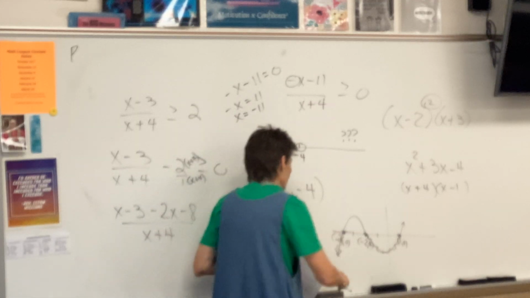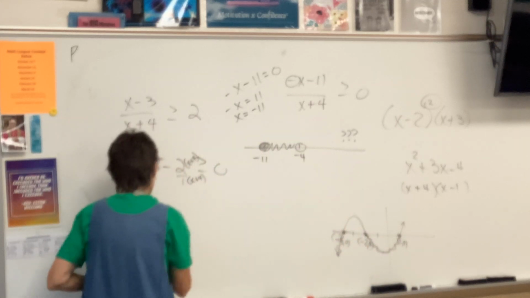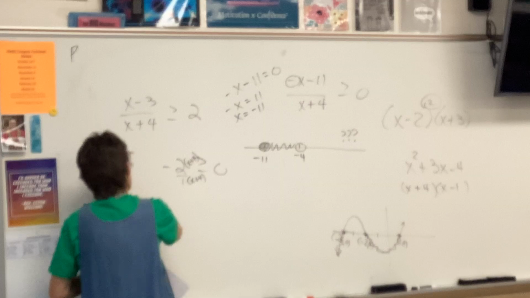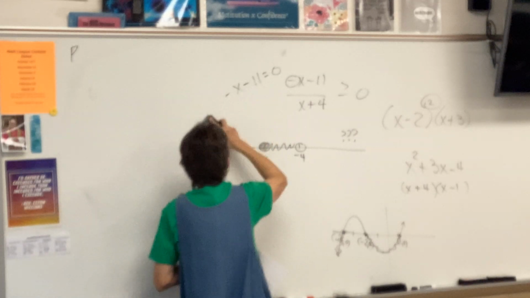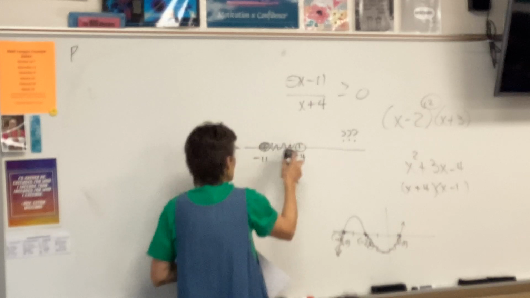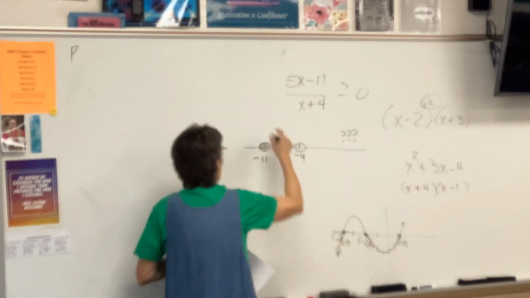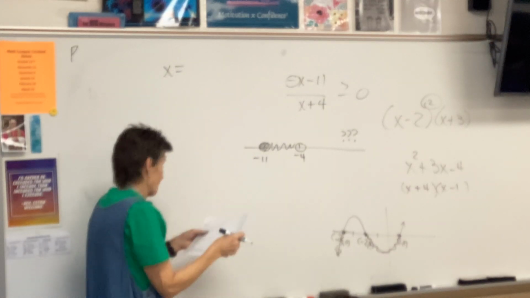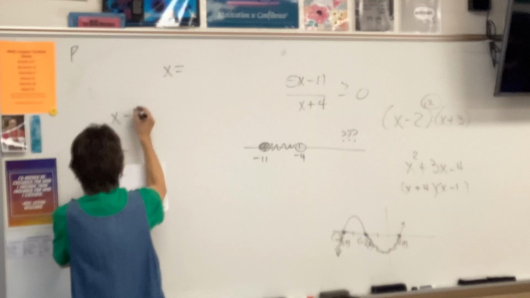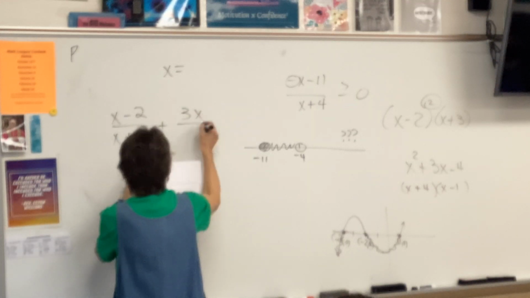Let's look at D. D is not an inequality. It's an equation. Do you see that? So we're not going to put it on a number line. We're not going to be shading. Our answer isn't going to look like an interval. Our answer is going to be x equals. So what do you want to do for this?